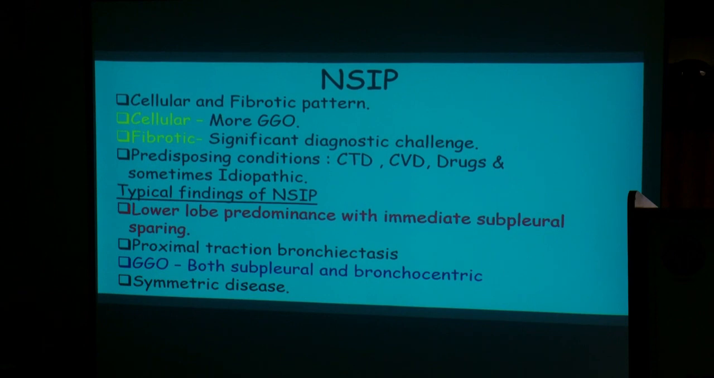So this you all know, NSIP is cellular and fibrotic. So lower lobe predominant with immediate subpleural sparing. This is again very important. There will be a lot of overlapping features between probable UIP pattern and NSIP pattern, and this immediate subpleural sparing will help give you a clue.